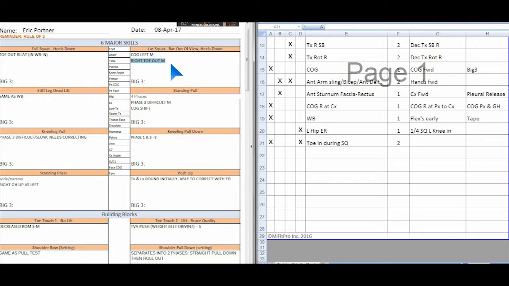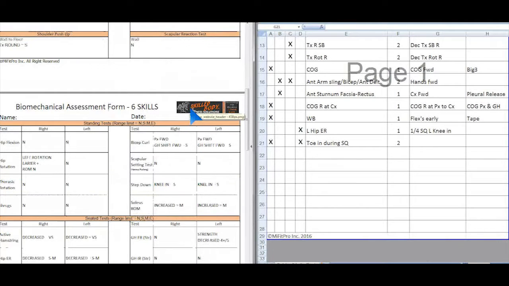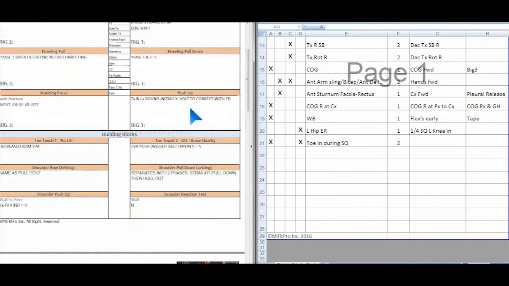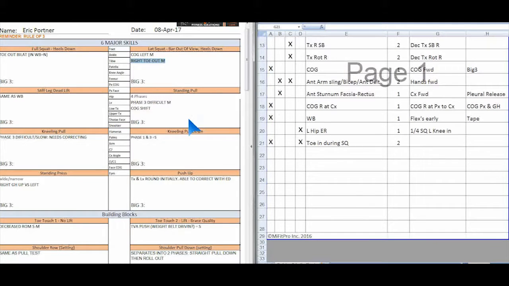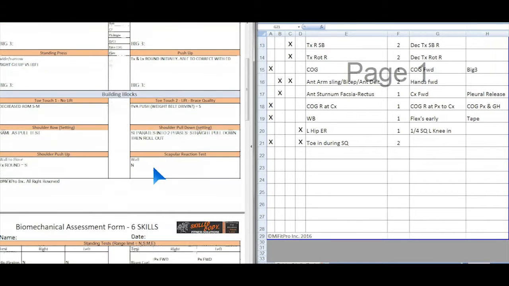We've also found in his eval, and I'm skipping forward because I know the eval pretty well by now, that he had the shoulder issue. If you guys watched the eval, then when we looked at, where is it here? Shoulder pull down, separates into two phases.